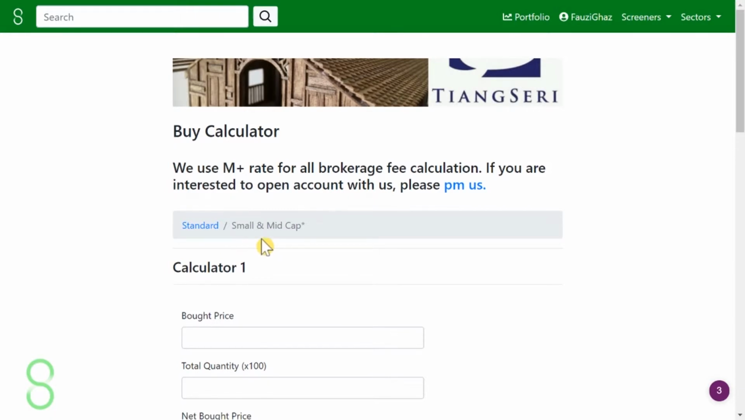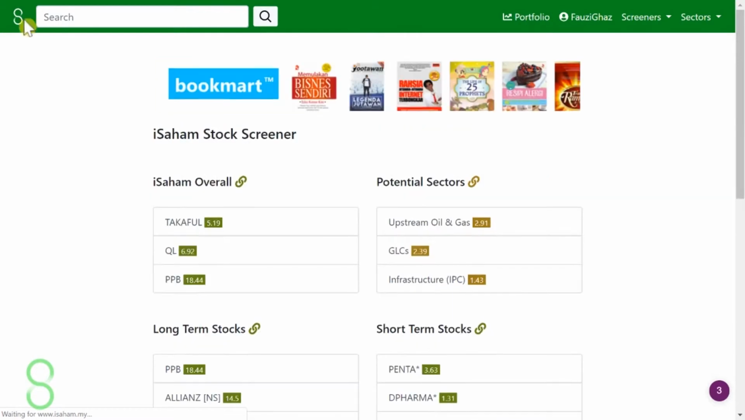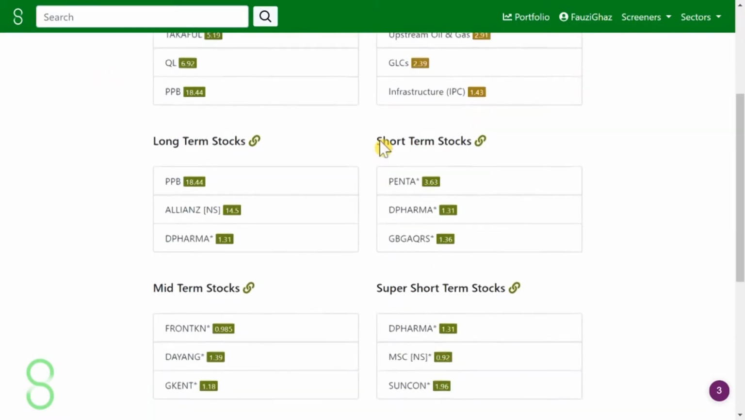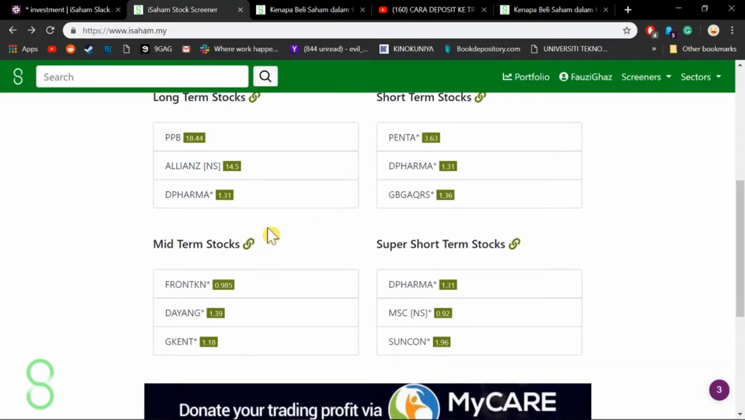For you to find companies that are in the small and mid-cap range, go back to iSaham's main page and you can find it right here. Any share with this little star icon over here is considered to be a small and mid-cap share.